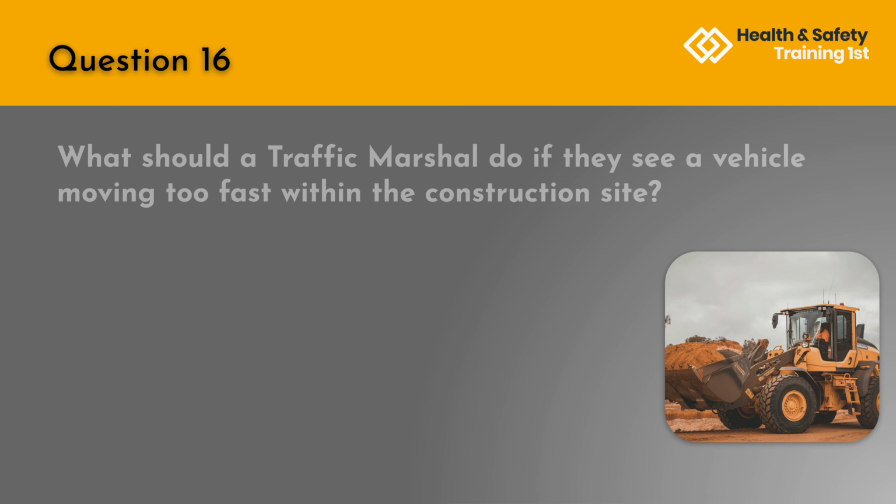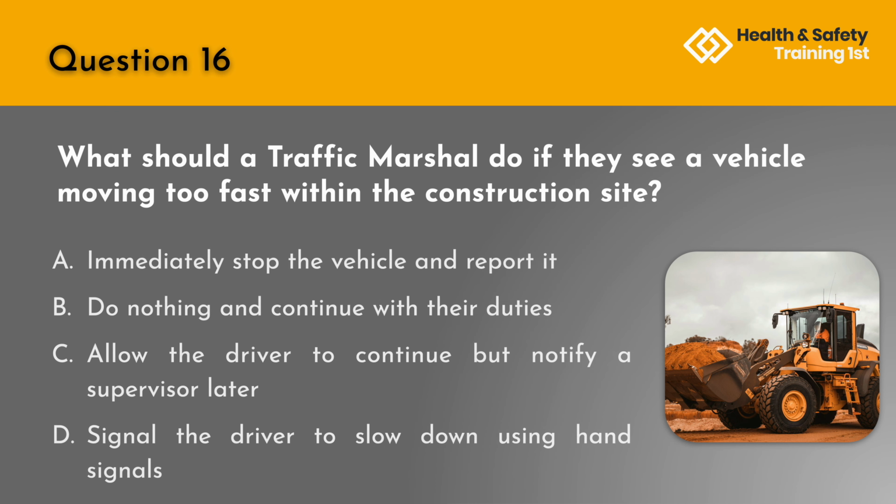Question 16. What should a traffic marshal do if they see a vehicle moving too fast within the construction site? A. Immediately stop the vehicle and report it. B. Do nothing and continue with their duties. C. Allow the driver to continue but notify a supervisor later. Or D. Signal the driver to slow down using hand signals.